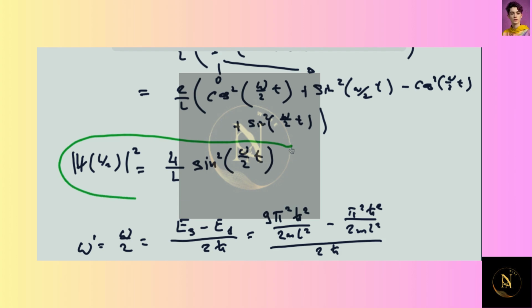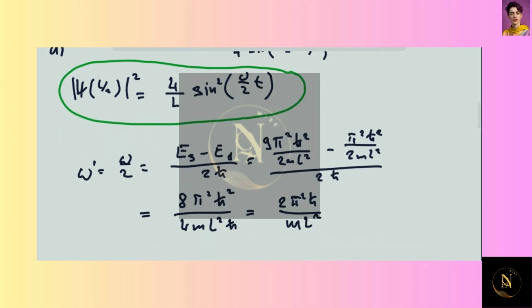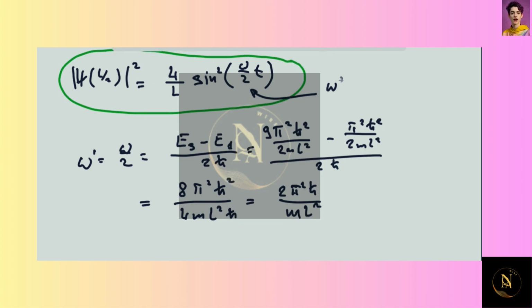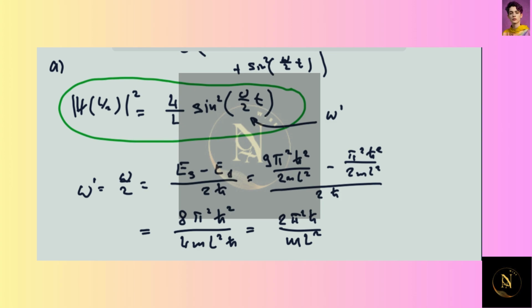So this is the answer to the first part of the problem, which is just asking you to find the probability distribution at L over 2 as a function of time. And the second part is asking you to find the angular frequency of this oscillating function. And so if we call this part over here the actual frequency, omega prime is equal to omega over 2, depending on what I call omega, right?